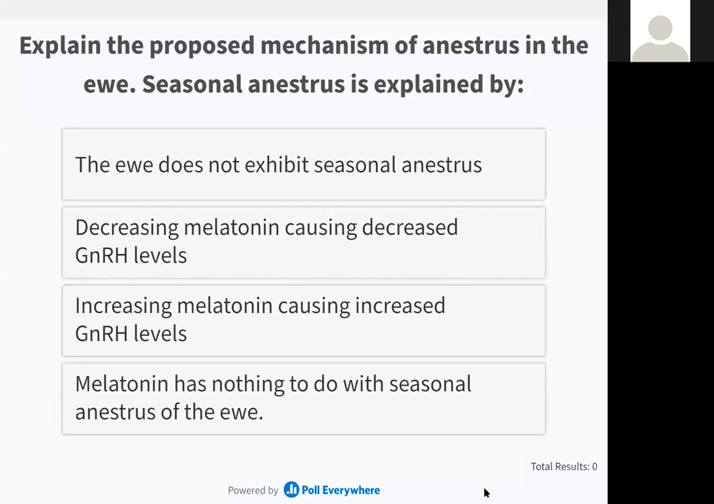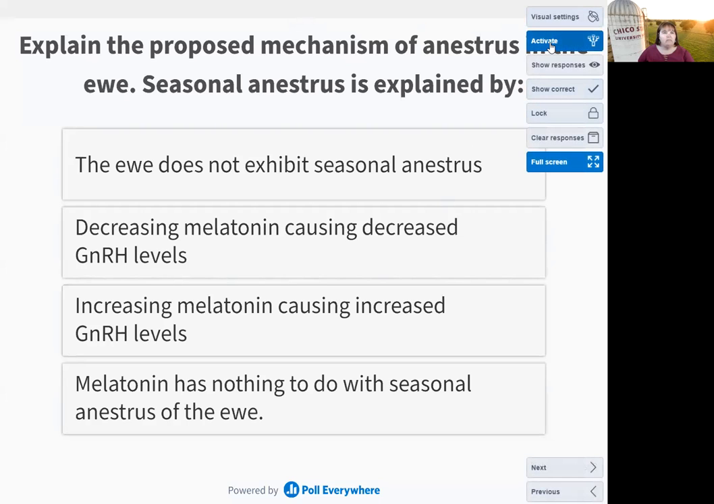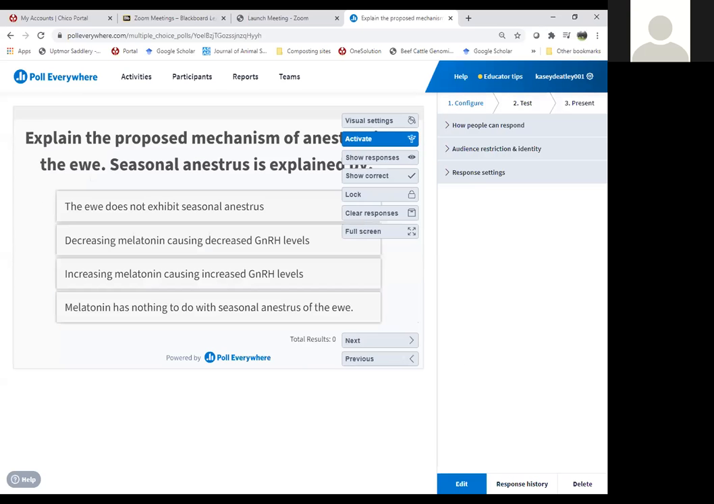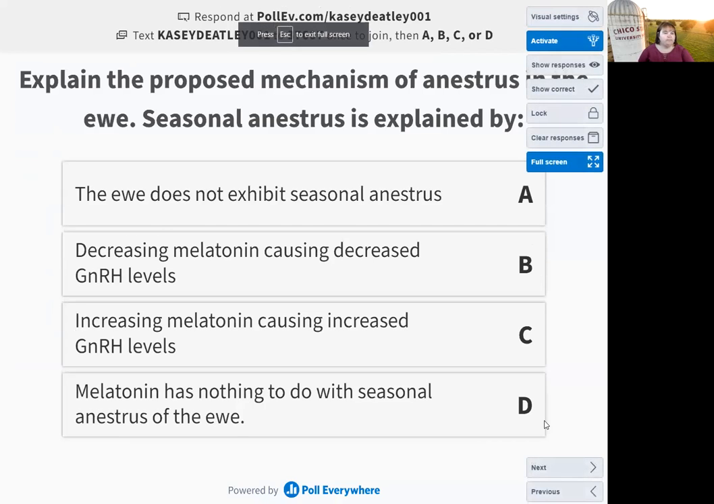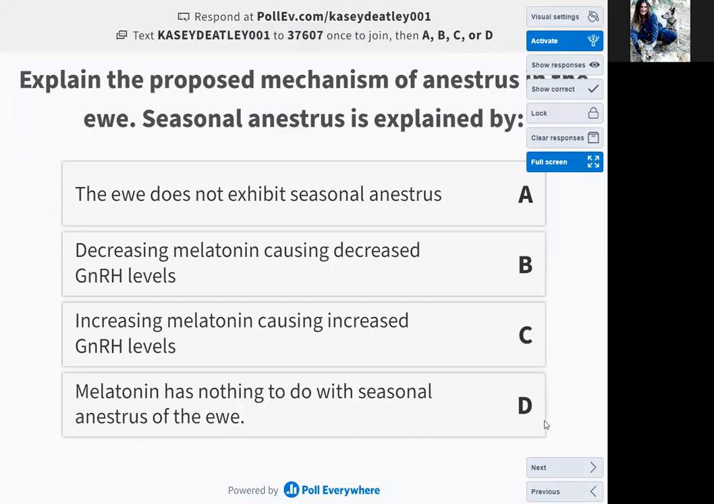Hey Casey, it says the polling is not turned on when we go to answer it. Okay. Interesting. Because it didn't save my stuff. Okay. What about now? Yeah, it's good now. Okay. All right, so we'll reset the clock. We'll give you guys about 35 to 40 seconds here.